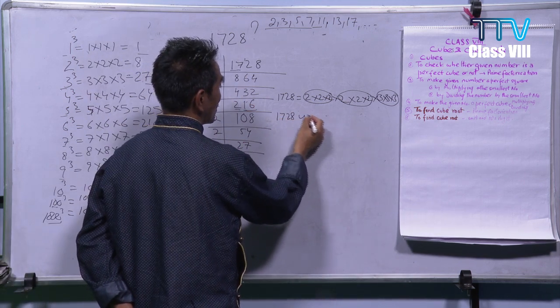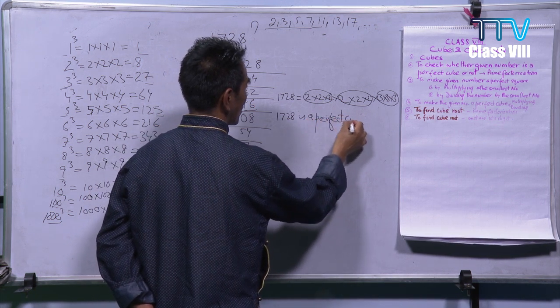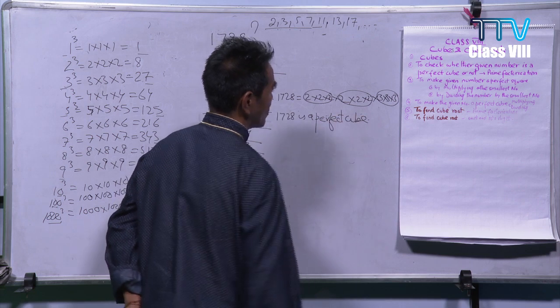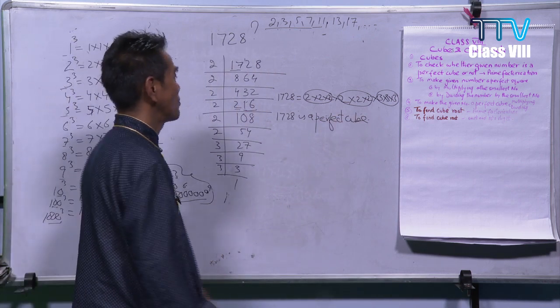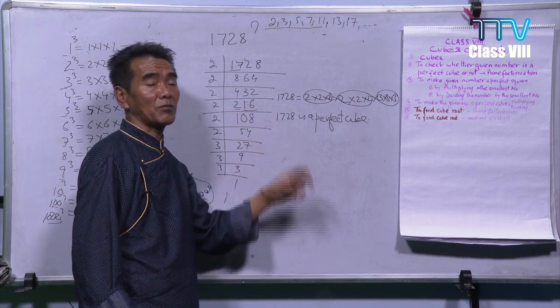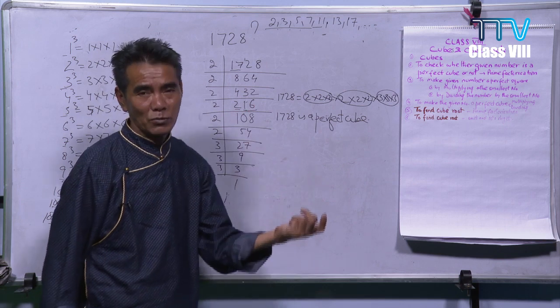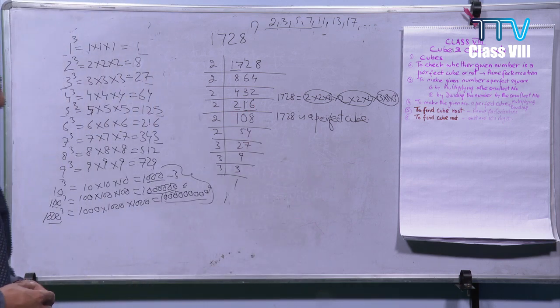1728 is a perfect cube. Take the prime factors; to check whether it is a perfect square or a perfect cube, look at the factor groups. The given number is a perfect cube, not a perfect square.